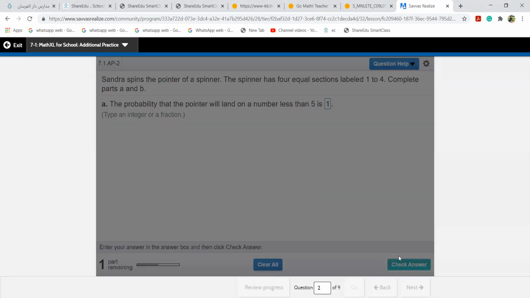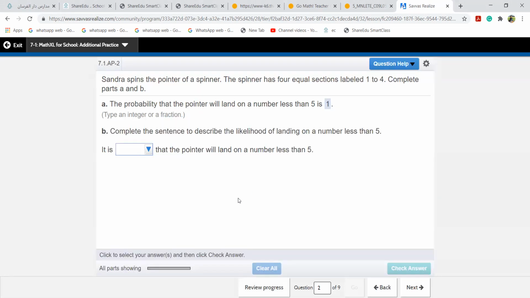Check answer. Well done. Did you understand why I put that? Other girls, Noor, Judy? See, they ask you less than 5. Less than 5, there are how many numbers? 4. And in total how many are there? They said 4 equal sections. That's why I put 4 out of 4 and I get 1.